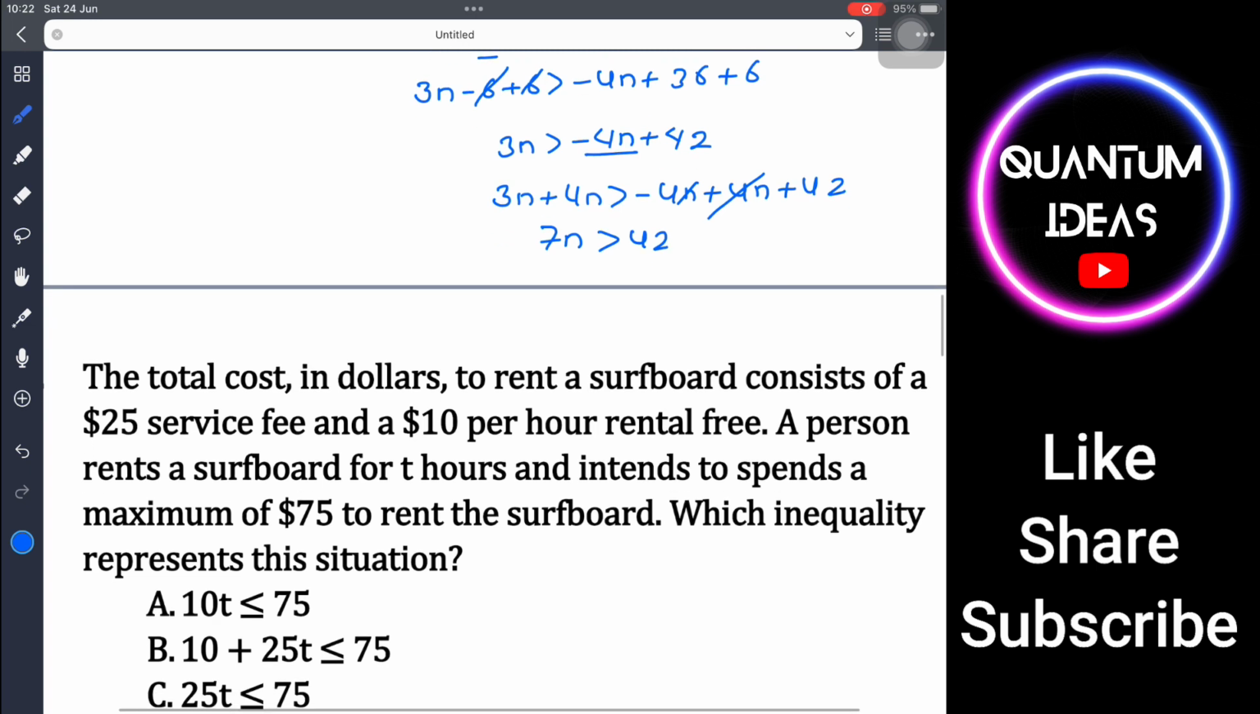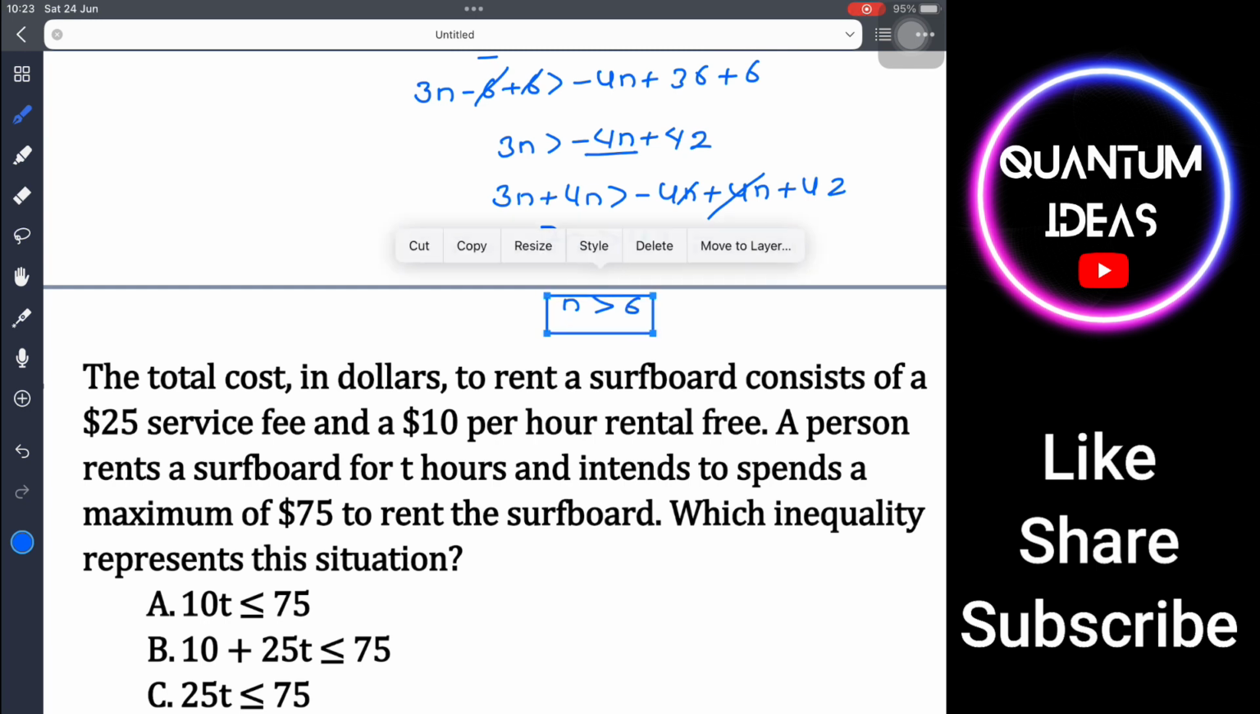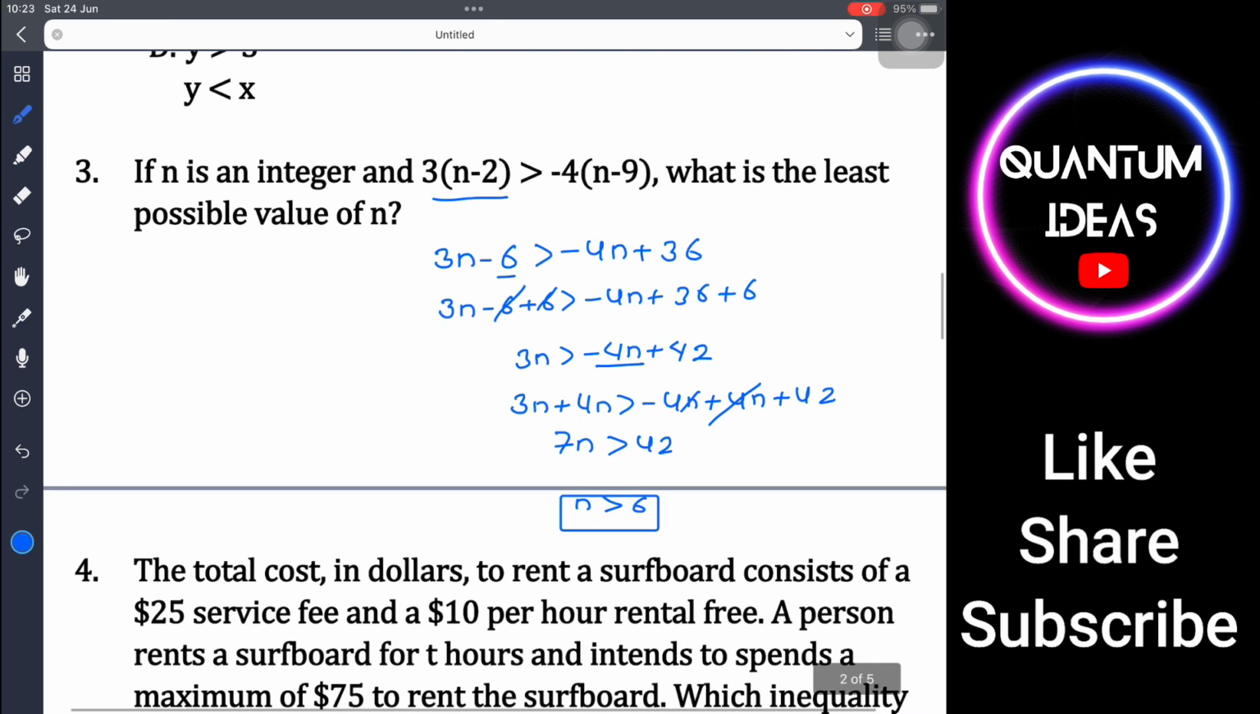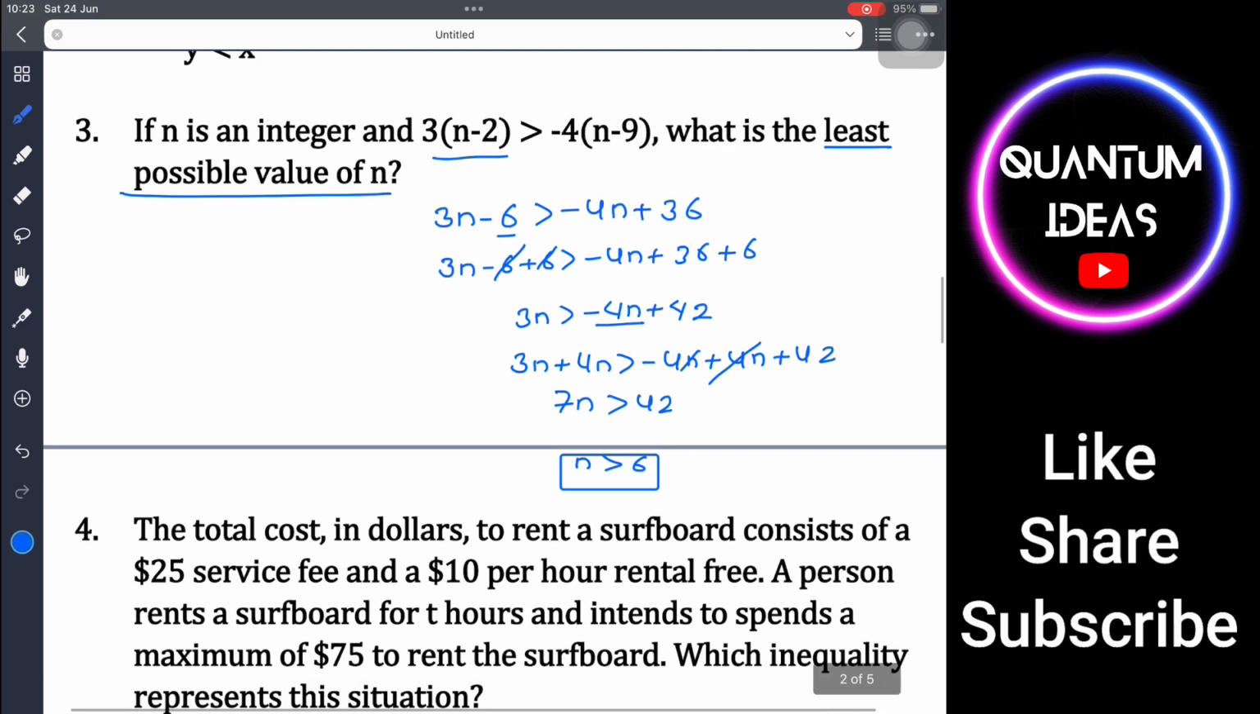Now divide both sides by 7. So this is n by 7 is n, greater than 7 into 6 is 42. So n is greater than 6, right? So what the question is asking, what is the least possible value of n? n is greater than 6 means n could be like 7, 8, 9, 10, dot dot dot. But what is the least possible value? This is the 7. 7 is the least and the closest possible value of n. So this is the least possible value.